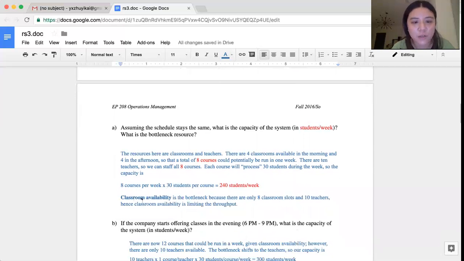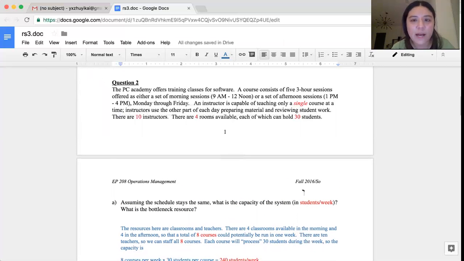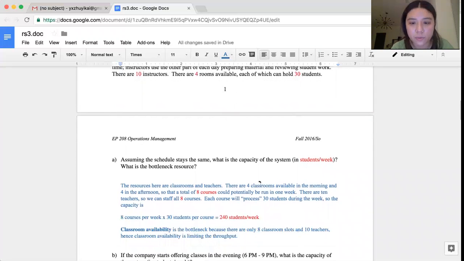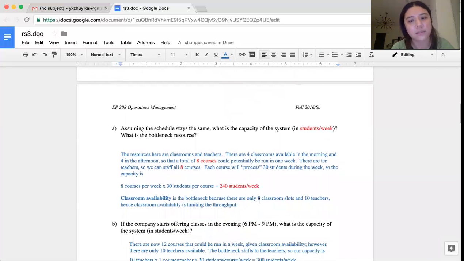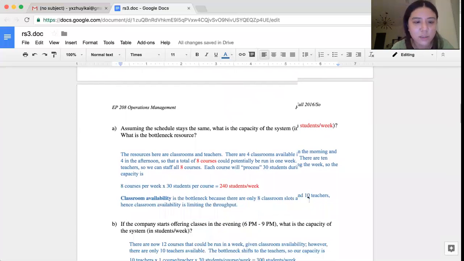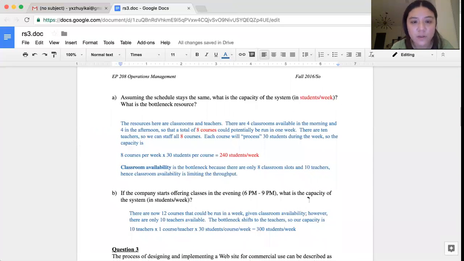And classroom availability is the bottleneck because there are only 8 classroom slots and 10 teachers. Remember that I said each teacher is only capable of teaching a single course. So we can simply compare the 8 classrooms and 10 teachers, and we can see the classroom is the limited resource.